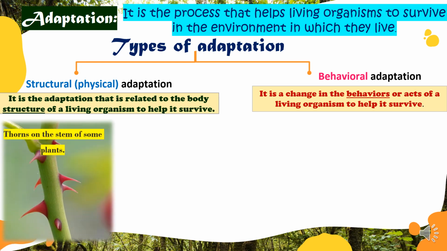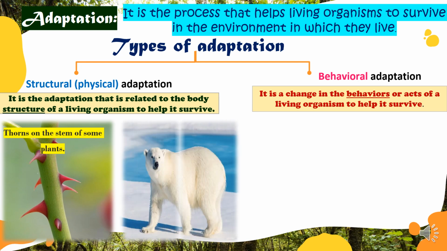First one, in plants. So, from this picture, you can see that the stem of some plants have some thorns or spines, and this is considered as structural adaptation. By the way, these thorns help the plant to protect it from being eaten by another living organism.